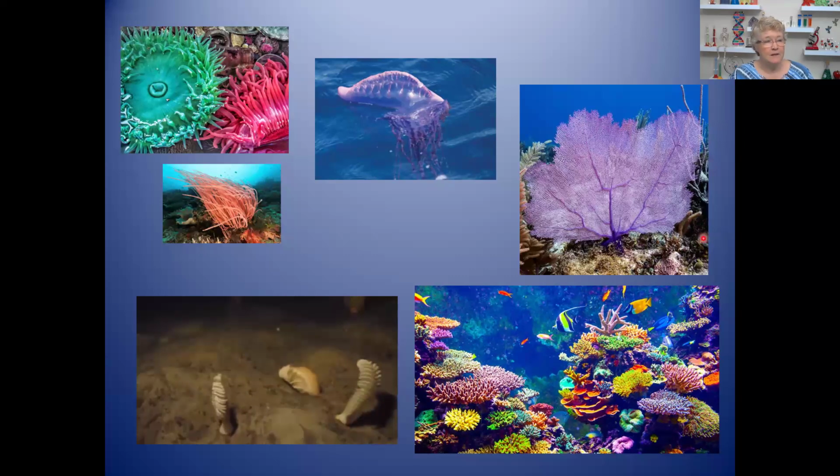Pretty interesting. Now take a look at this one. This is a cnidarian, but it's not just one animal. This is called Portuguese man of war, and it's actually a colony of different kinds of cnidarians. There are 4 different kinds of individual specialized cnidarians that work together as one. That's pretty interesting.